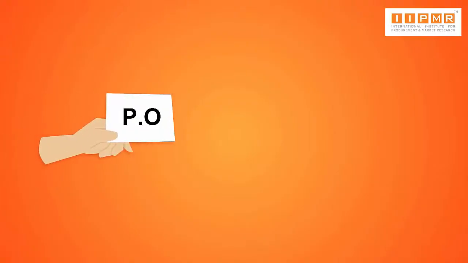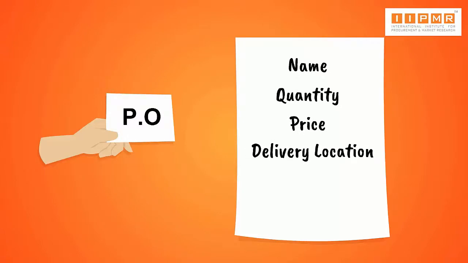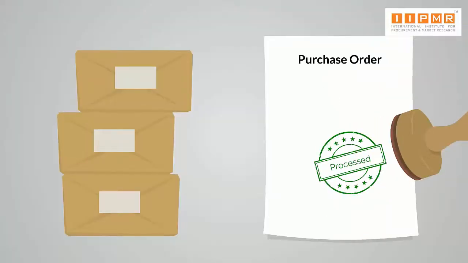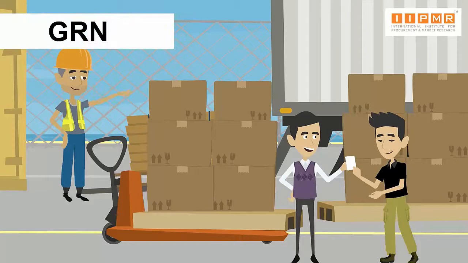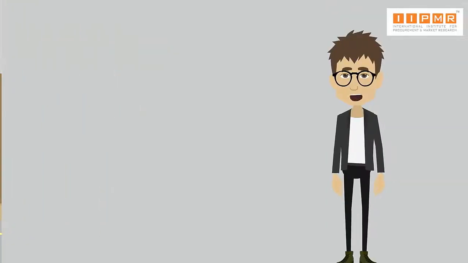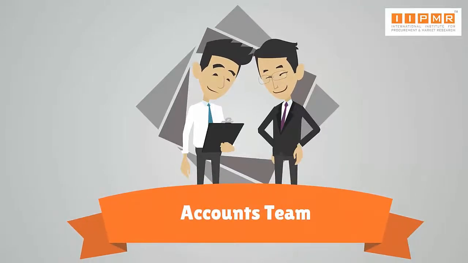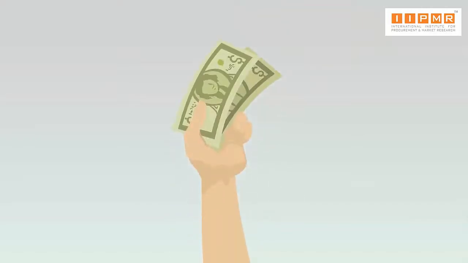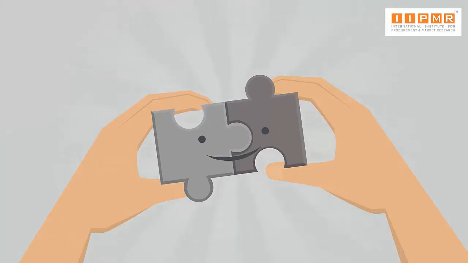The next step will be to send a purchase order, or PO, to the selected supplier. A purchase order is basically a document listing the name of the product, quantity, price, delivery location, and agreed delivery date. After this, the purchase order is processed by the supplier. Once the supplier ships the product to your company, the officials check it and issue a Goods Receipt Note, or GRN, confirming that the products were received in good condition and at the right quantity. The accounts payable team in the finance department then verifies the invoice and releases the payment to the supplier. All these steps put together are what we call the Procure to Pay, or P2P, process.